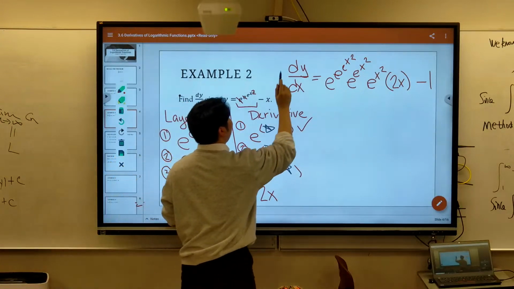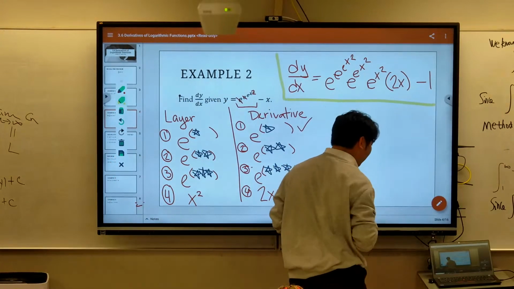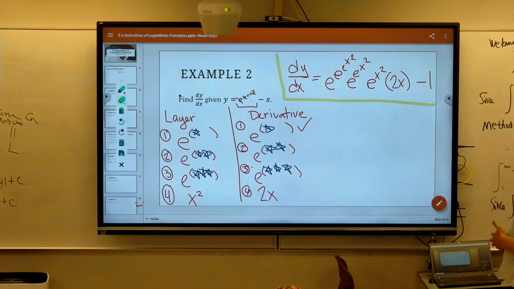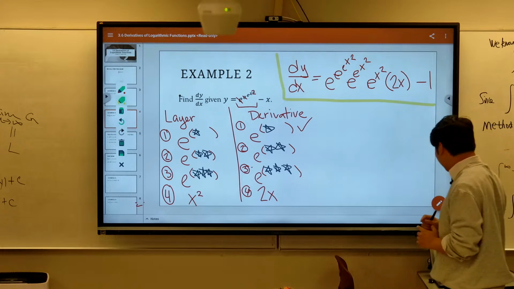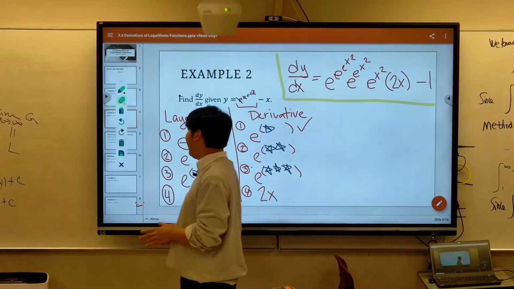So I have my final answer. dy dx is equal to e to the e to the e to the x squared times e to the x squared times e to the x squared times 2x minus 1. Breaking down all of the layers of my function as needed.